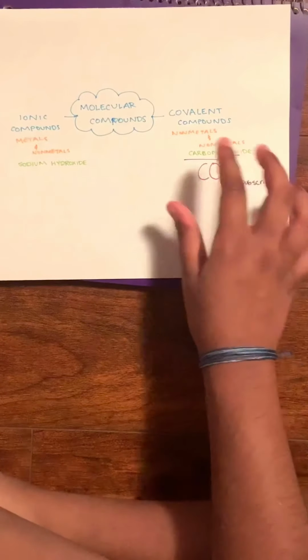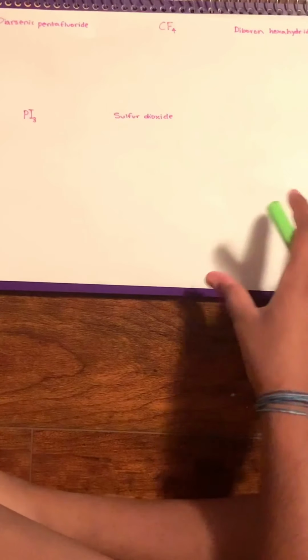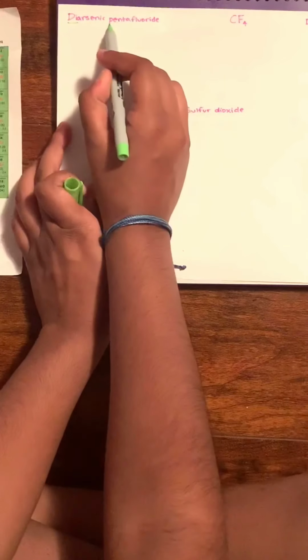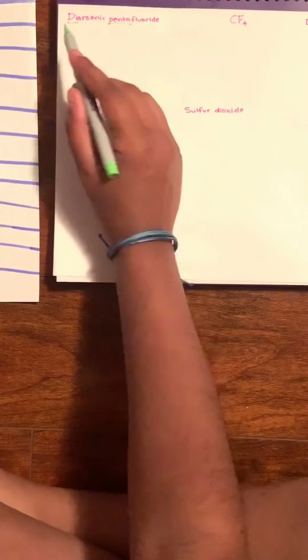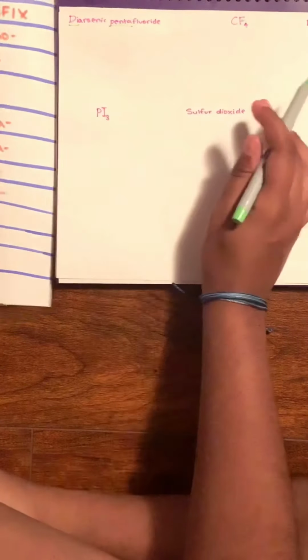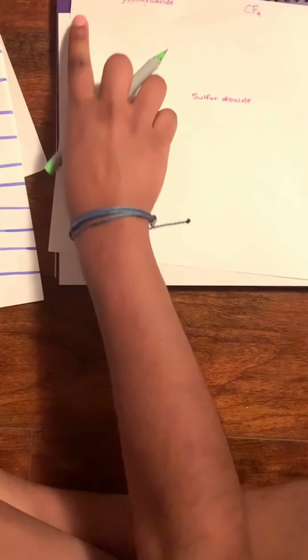So let's just do a few examples. The first one we're going to do is diarsenic pentafluoride. Since this is a covalent compound, it has the prefixes di and penta. If we look at the chart, di is 2, so let's mark that. And penta is 5. So now we know arsenic would have 2 and fluoride would have 5.